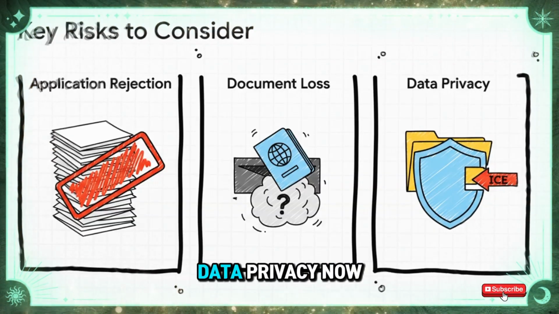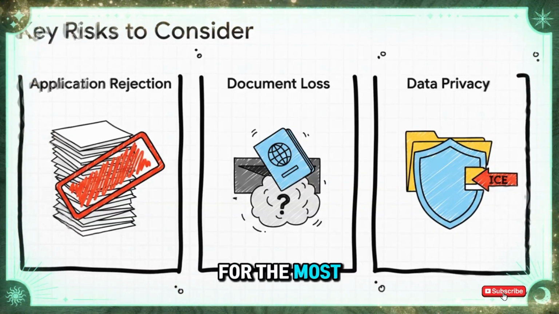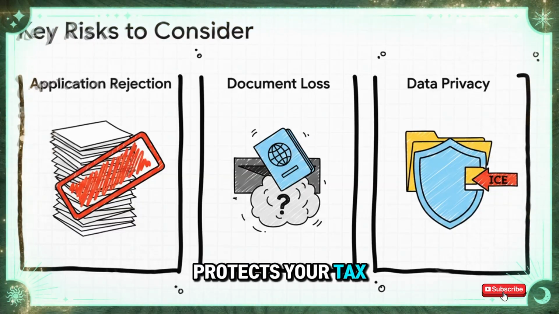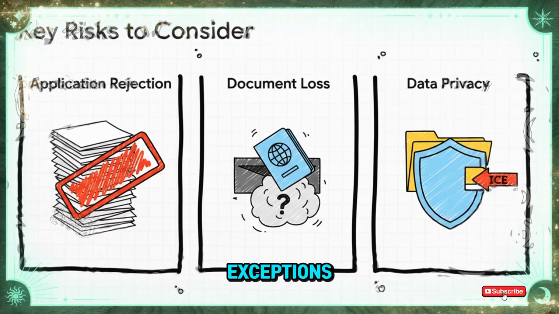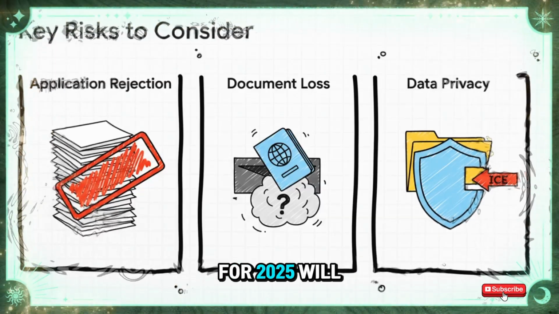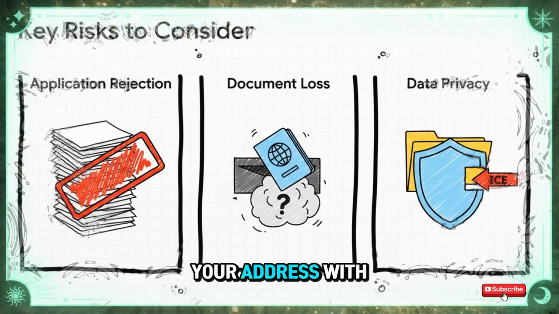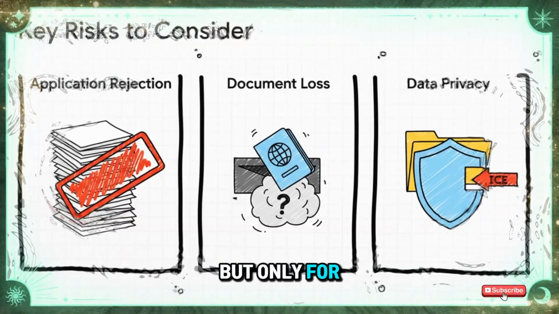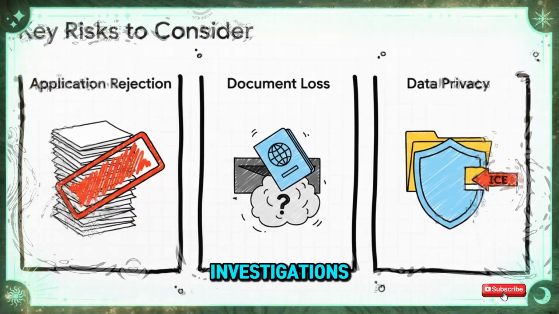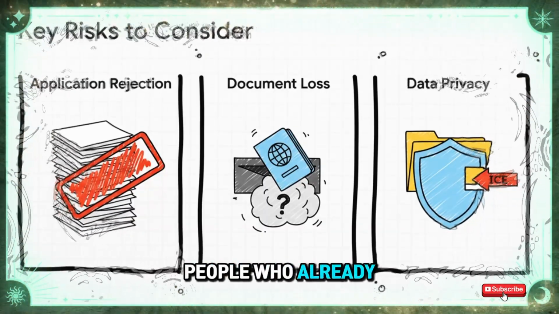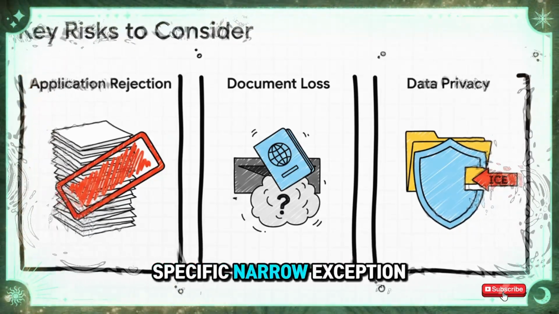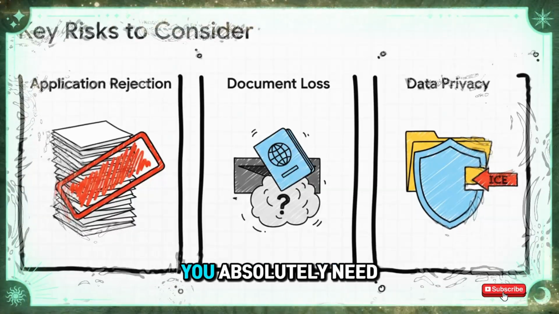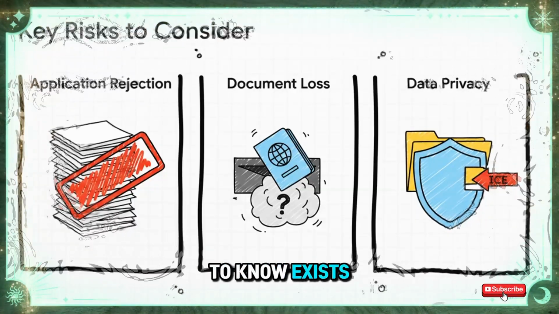And finally, data privacy. Now, for the most part, federal law protects your tax info. But, and this is a big but, there are exceptions. A new agreement for 2025 will allow the IRS to share your address with ICE, but only for non-tax criminal investigations, and only for people who already have a final order of removal. It's a very specific, narrow exception, but it's something you absolutely need to know exists.